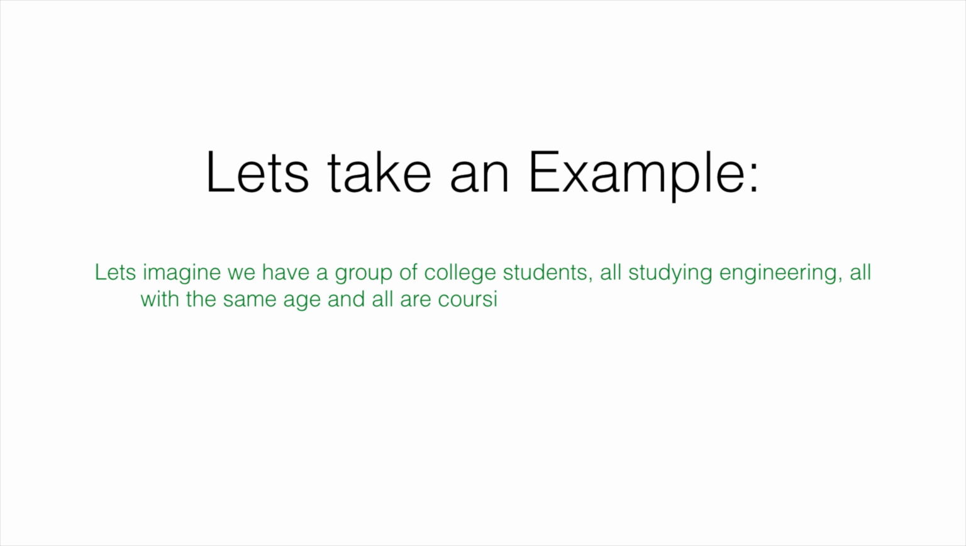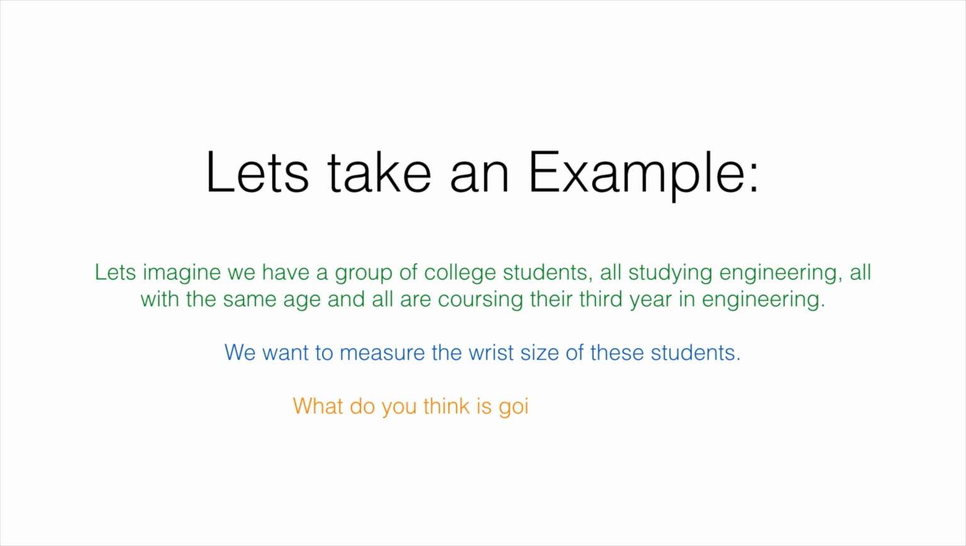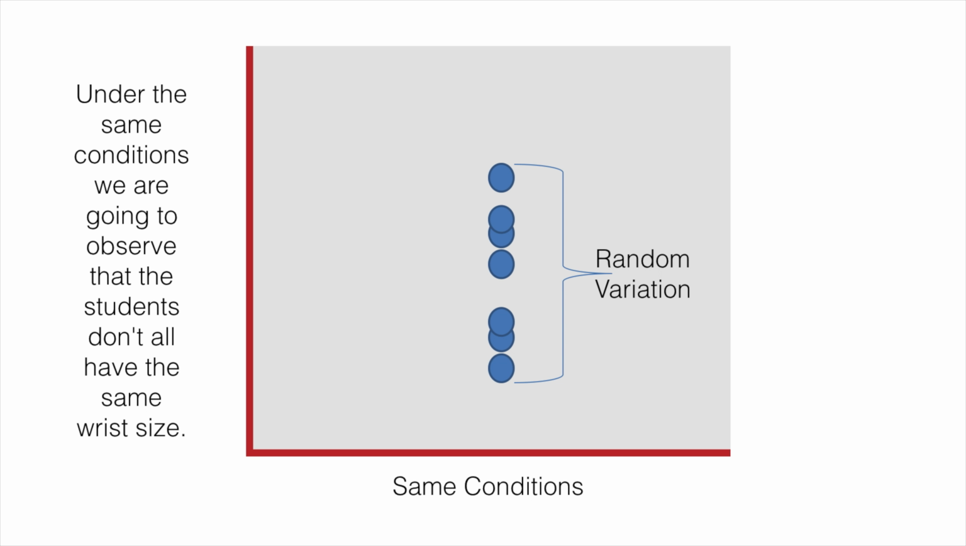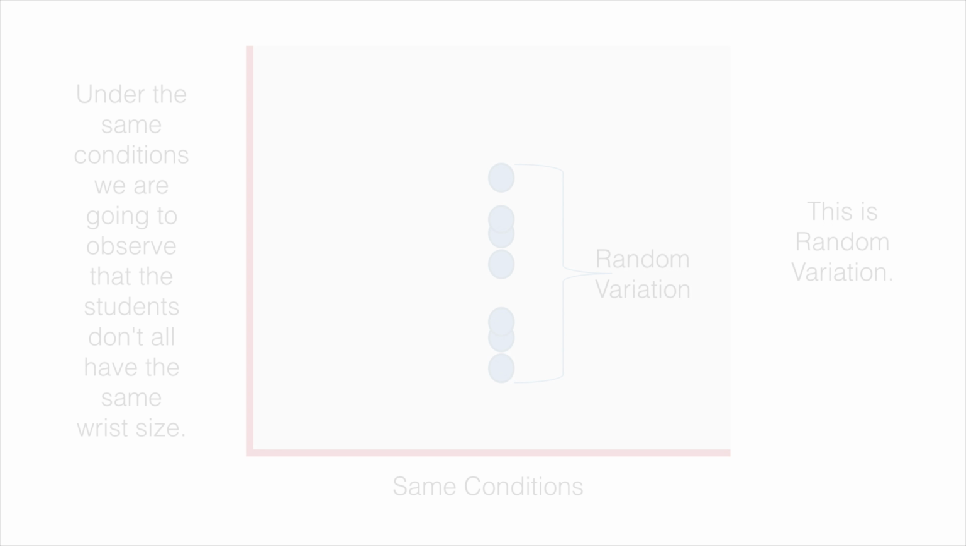Imagine that we have a group of college students, all studying engineering, all the same age, and all in the third year in college. We want to measure the wrist size of these students. What do you think is going to happen? Under the same conditions, we are going to observe that the students don't have the same wrist size. This is random variation.